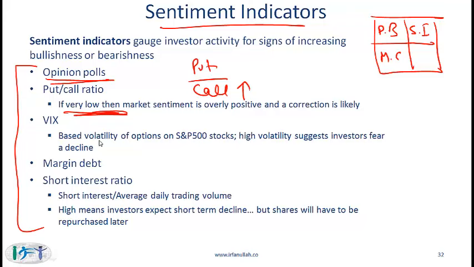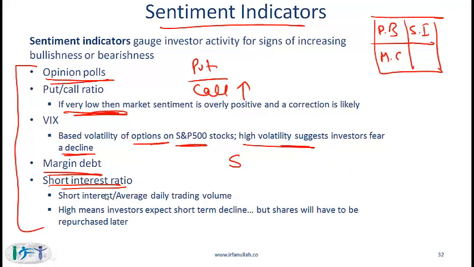VIX is another sentiment indicator. This is based on the volatility of options which are written against stocks in the S&P 500. The high volatility suggests that investors fear a decline. Margin debt is the borrowing that investors can do from the brokerage firm to buy stock. Now, if there is a very high amount of margin debt, that means investors have borrowed money to buy stock, and that could be an indicator that the market is overbought and a correction is likely.